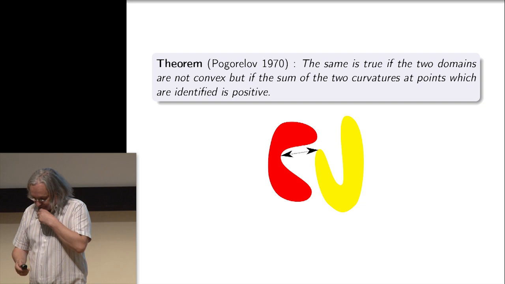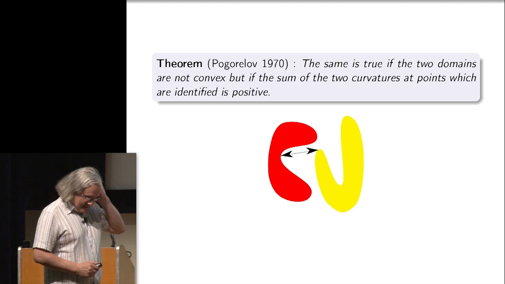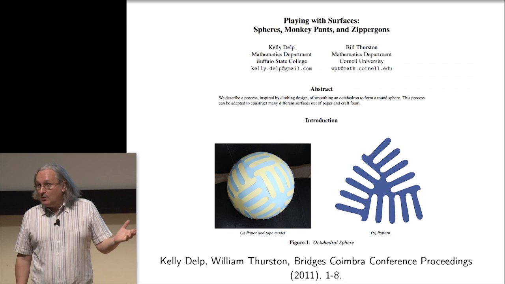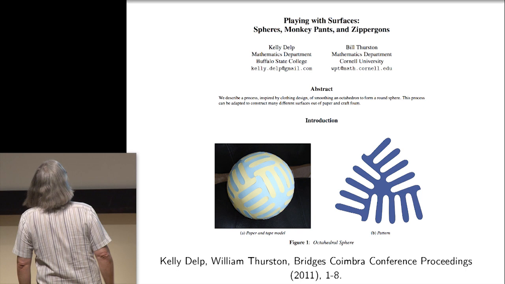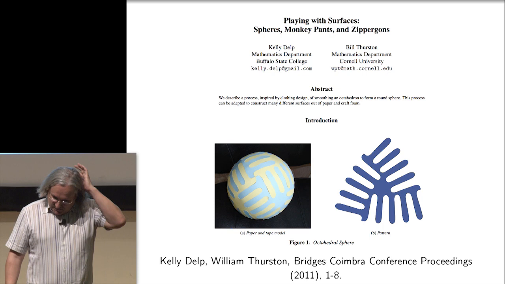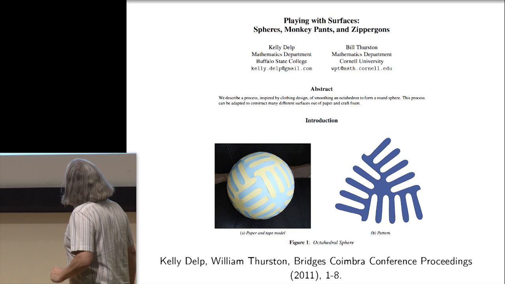And this is exactly what Thurston did, what he was planning to do. So here's the last paper of Thurston. I think it's not even published. It's a paper with Kelly Delp, and it's a wonderful paper, except that there is no proof, but beautiful pictures. And let me show you what this paper contains.